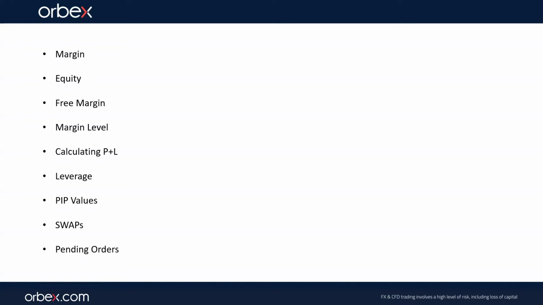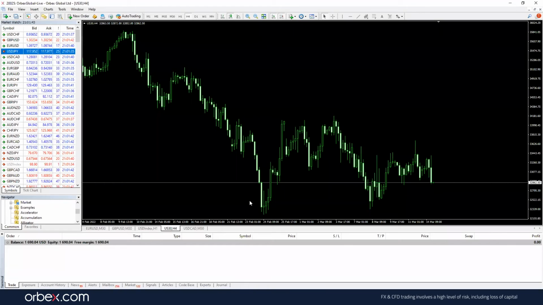So I just want to show you quickly my Orbex demo account, and at the moment, I've got just under $1,700 in it. Now, the base currency of my MT4 platform is dollars. This is very important to note when we are looking at what we are seeing in the Forex market. Because my base currency is dollars, my profit and loss will be calculated automatically in dollars, and so will my margin requirements and everything else.